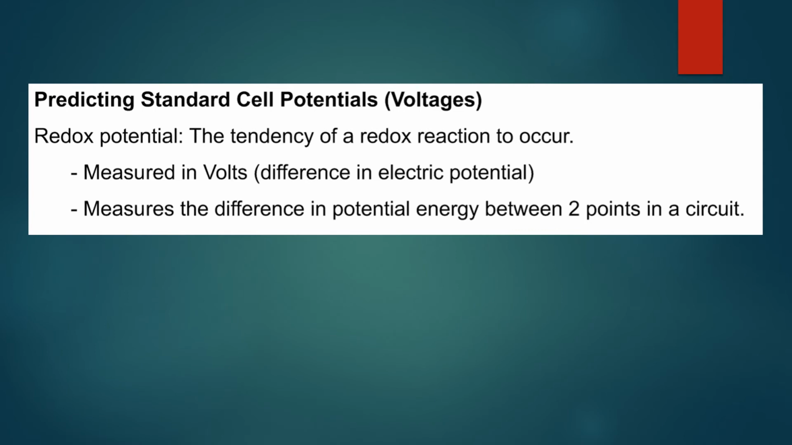So predicting standard cell potentials, we've done a couple of these already, predicting the voltage that will result from one of these reactions. We've got our redox potential. So this is the tendency of a redox reaction to occur. It's measured in volts, which is a difference in electric potential, and it measures the difference in potential energy between the 2 points in a circuit.